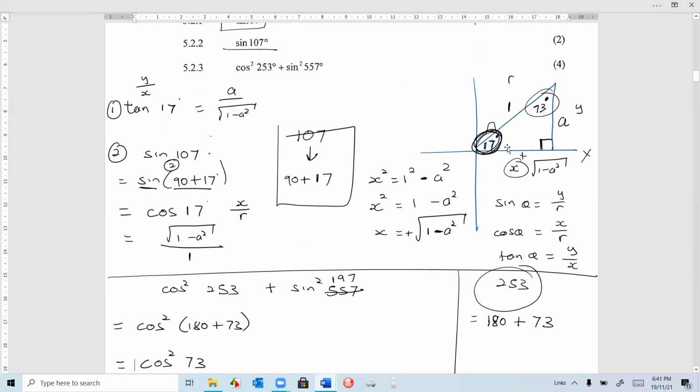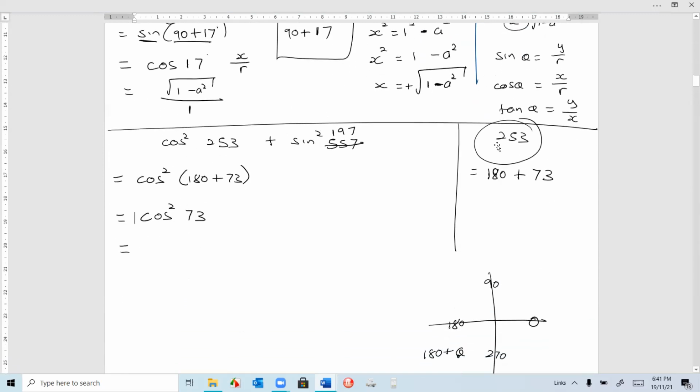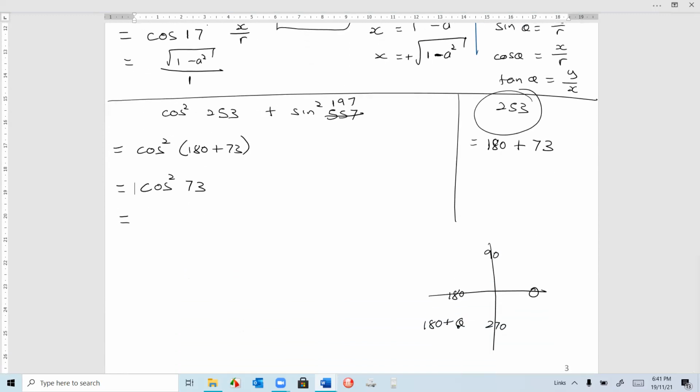So I want to be safe and stay with my 17. So we know that 90 minus 17. Now, let me teach this very quickly for you guys who are joining me a little late. I touched on this in the beginning. Sine and cos are complementary angles.